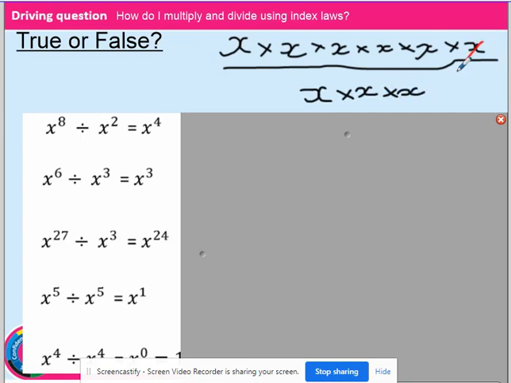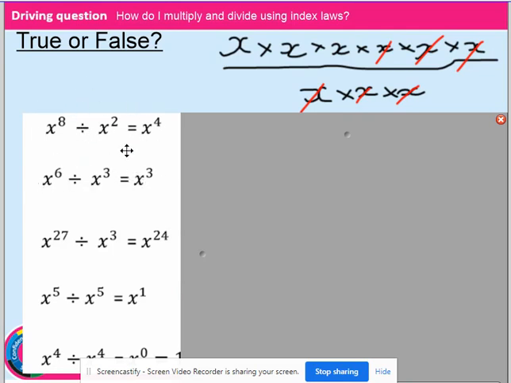Well, we cancel out an x, cancel out another x, and cancel out another x, and we're left with x multiplied by x multiplied by x, which is x to the power of 3. What do you think we're doing to the powers when we divide?